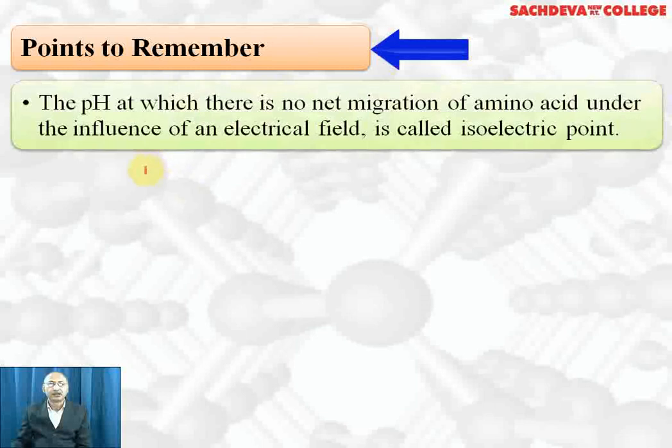Points to remember: the pH at which there is no migration of an amino acid under the influence of an electric field is called the isoelectric point. Why is there no migration? Because the positive charge and negative charge on the amino acid are equal, so it is neutralized.